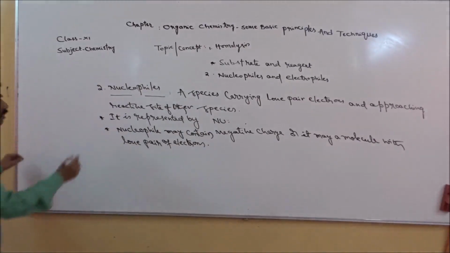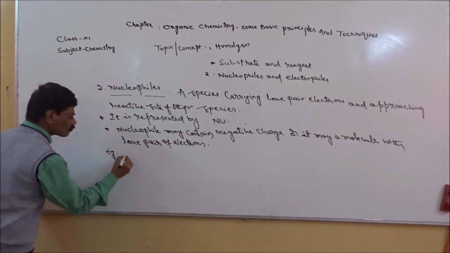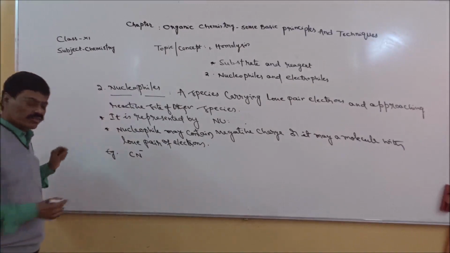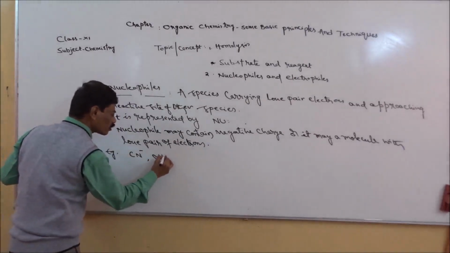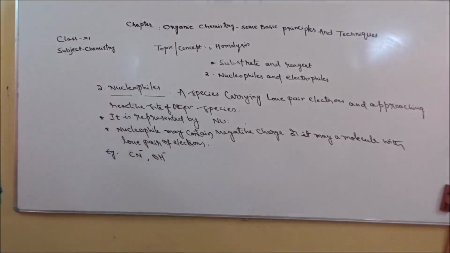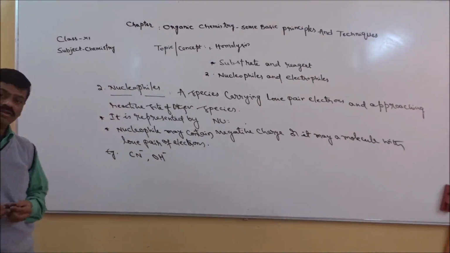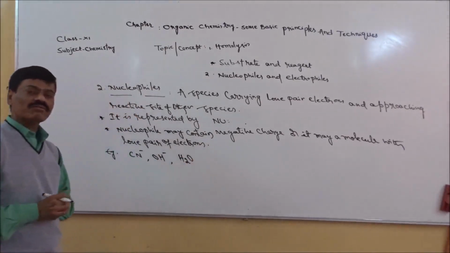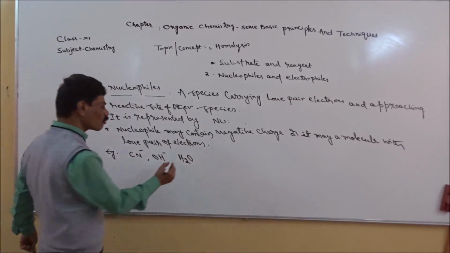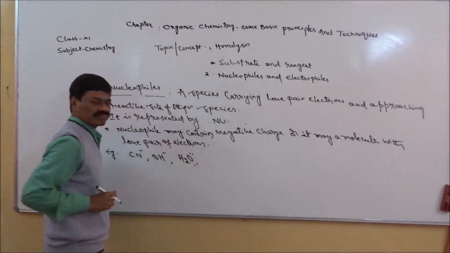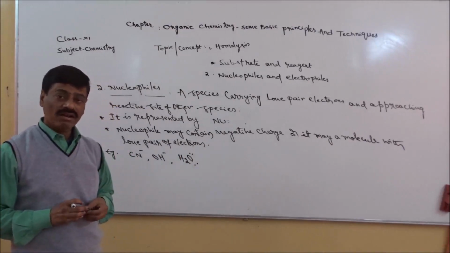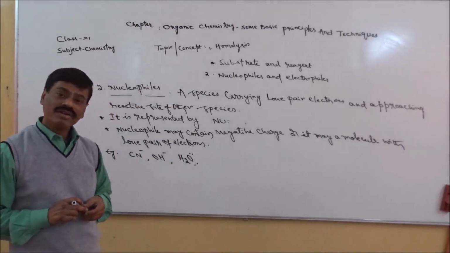Now, let us see examples for nucleophiles. CN minus, the cyanide radical, which has a negative charge. OH minus, which has a negative charge. Now let us see molecules which do not have a negative charge but have lone pairs of electrons. They have, like H2O. Remember, in whichever molecule or compound oxygen is there, that will have two lone pairs of electrons. Ether, ROR, oxygen is there. That oxygen has two lone pairs of electrons. Alcohol, in that oxygen is there with lone pairs of electrons.